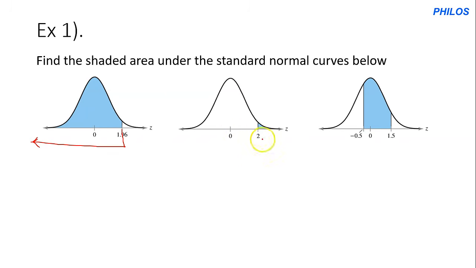Let's go to the second curve. Now, in the second curve, the z-score is positive 2. 2 is the same as 2.00.